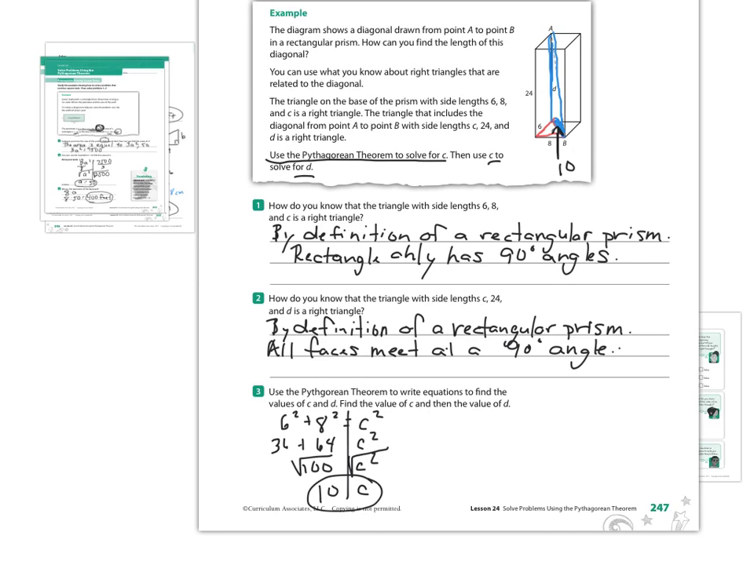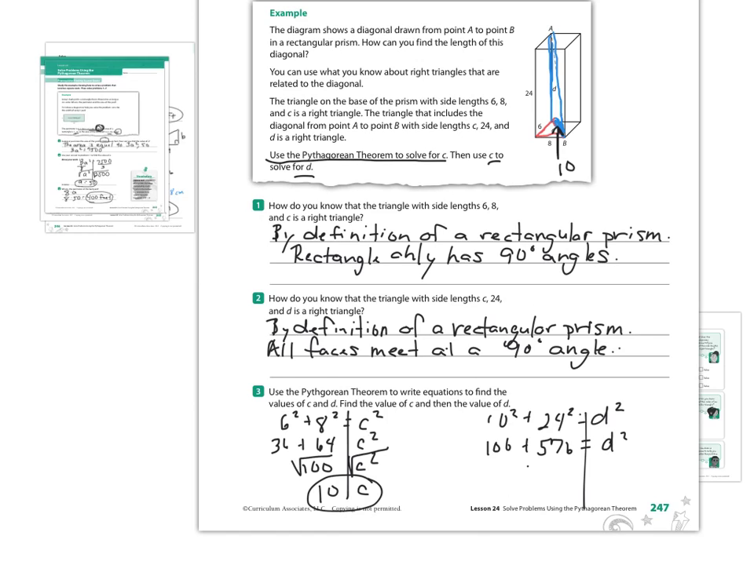We know the side length of that blue triangle is 24 and 10. So we can write an equation to say 10 squared plus 24 squared is equal to d squared. And we're using our value of c, which is 10, to help us solve this equation. Evaluating, 10 squared is 100, 24 squared, if you type it in, is 576, equals d squared.